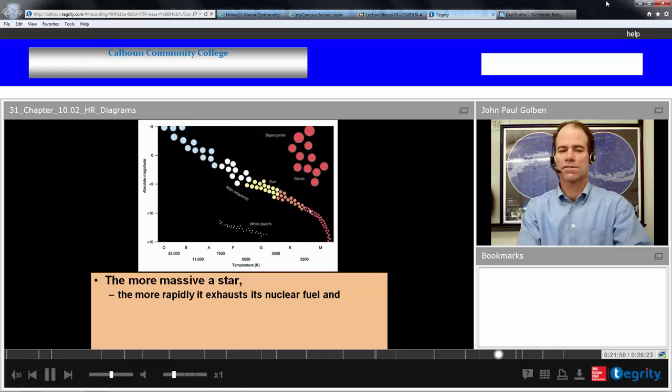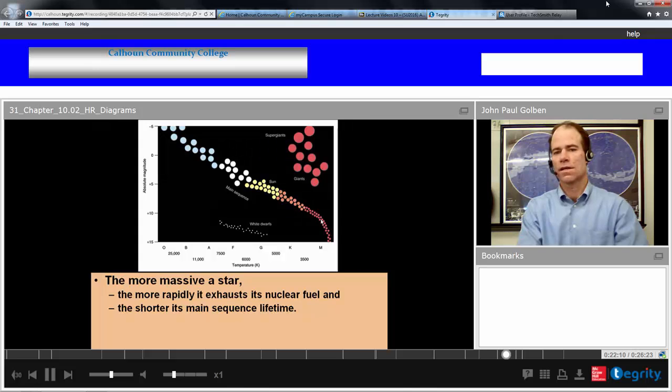The more massive a star, the more rapidly it exhausts its fuel on the main sequence, as we said, the blue giants, and the shorter its lifetime on the main sequence. All the young stars are young, but the blue giants are going to burn out faster than our sun, and in turn the red dwarfs are going to last a very long time.